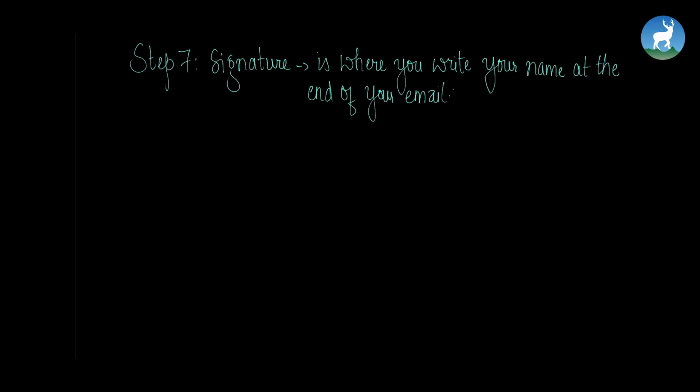And step 7 is the signature. Signature is where you write your name at the end of the email. Okay, let's write an example for signature for our email that we have been composing. Since we are writing this to our teacher, we end our email writing sincerely, a comma, and our name.